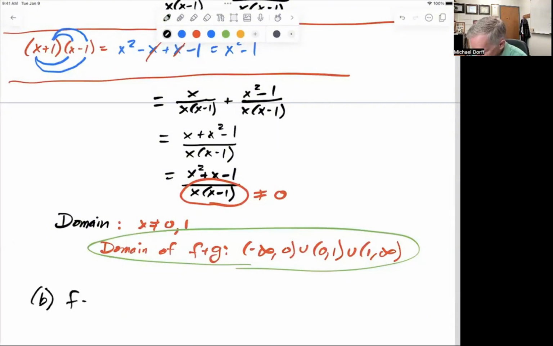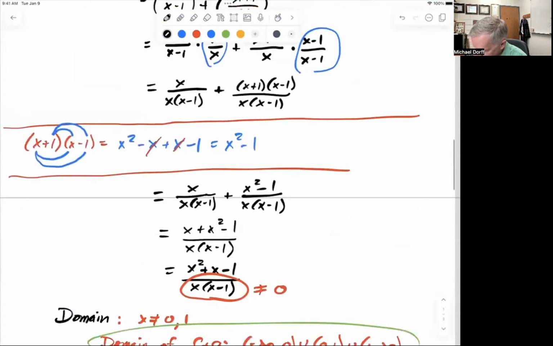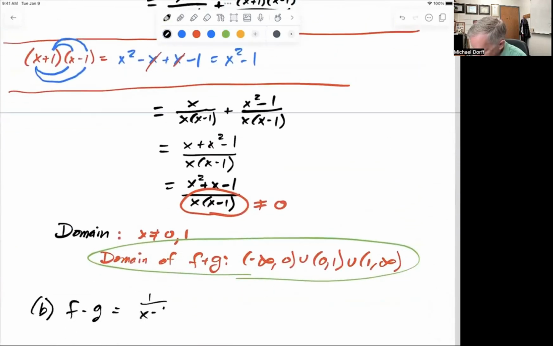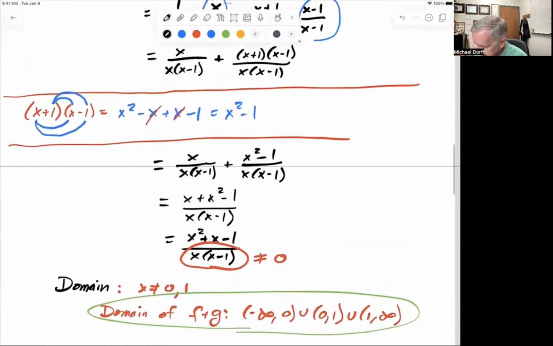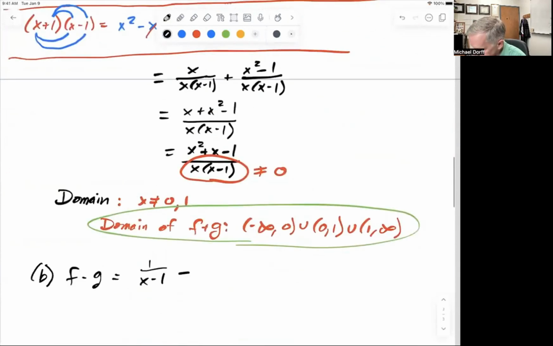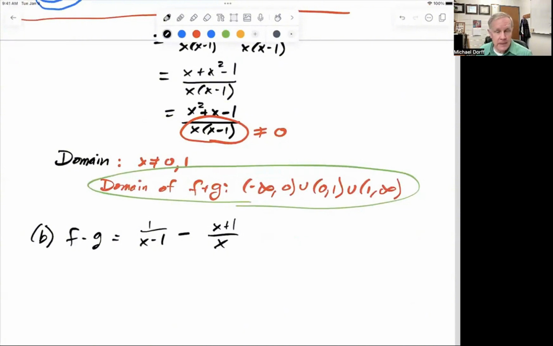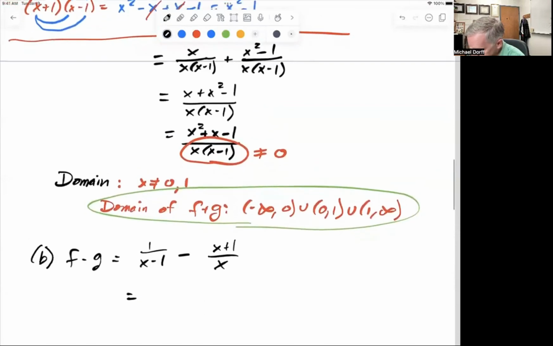So if I do f minus g, we know from what we have earlier this is going to be 1 over x minus 1. And now I'm going to write the simplified form of g, which was x plus 1 over x. All right. Again, I need to get a common denominator.